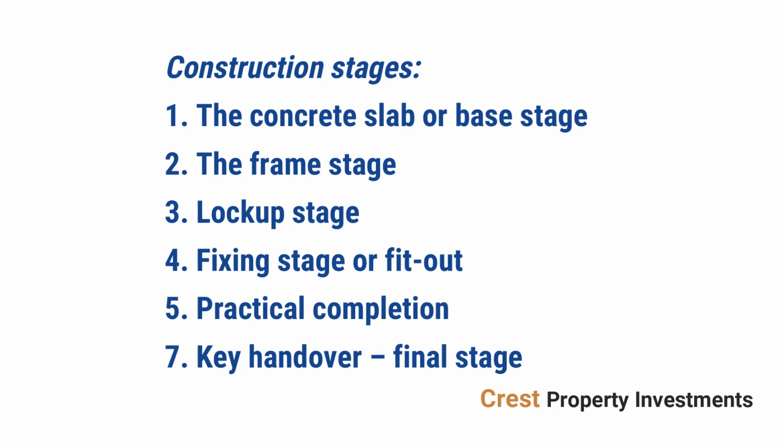How do progressive payments occur? Once the construction loan is approved, the builder will commence construction. Lenders will start paying progressive payments after each stage has been completed and reviewed. Stage 1 is the concrete slab or the base stage. Stage 2 is known as the frame stage. Stage 3 is the lock-up stage. Stage 4 is the fixing stage or the fit-out, which is often where the internal work is done.